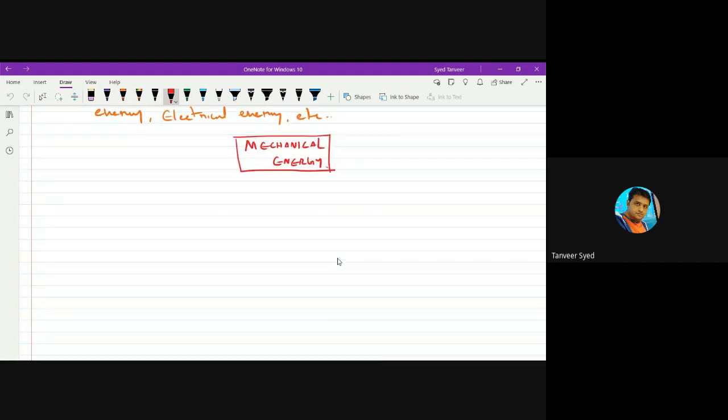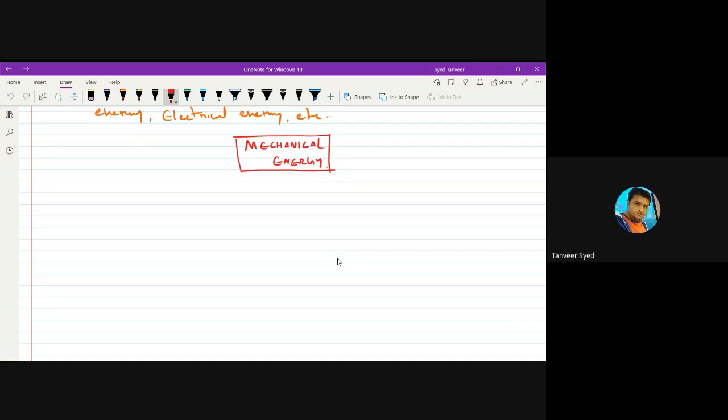Sir, is work equal to K into energy, or energy equal to K into work, or both equal? The exact relation between work and energy will come later. We have something called the work energy theorem, which gives us the relation between work and energy.